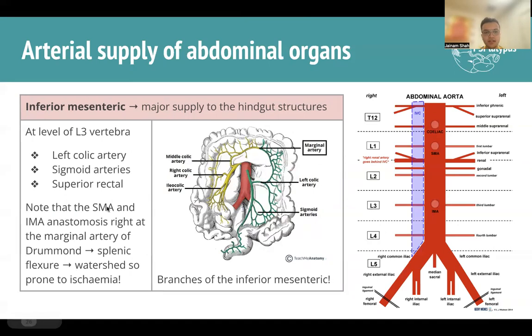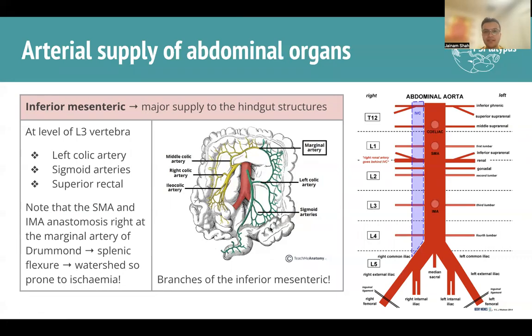It's important to note as well that the SMA and the IMA will anastomose at a single point called the marginal artery of Drummond, which is at around the splenic flexure, because it's a watershed area, which I would encourage you to look up what that actually means. It's a very important concept when you get to next year, or in any other system actually. Watershed areas are very, very prone to ischemia.